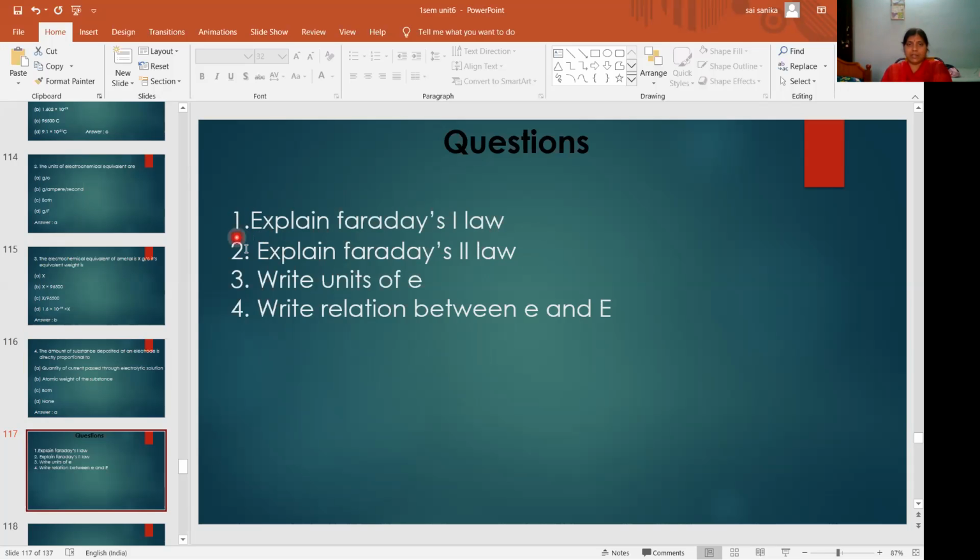Okay, very important. This question is repeated maximum times for Faraday's first law and second law. So write the statement of Faraday's first law, that is a 1 mark question, and write the statement of Faraday's second law, 1 mark question. If at all they ask you to explain Faraday's first law or Faraday's second law, that is for an essay question. Okay.